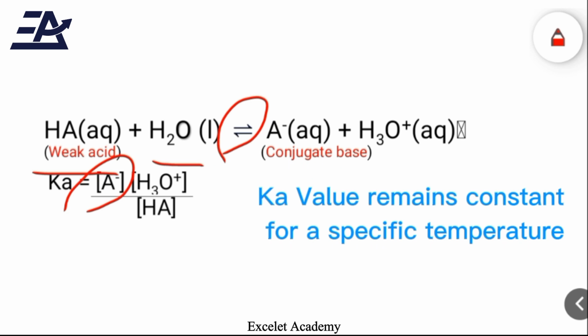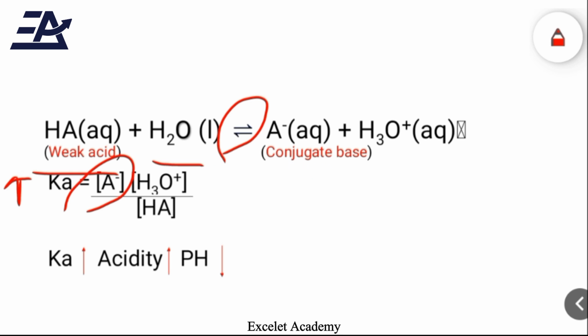And when the Ka value increases, based on the formula, we can see that the concentration of the conjugate base and the hydronium ion will also increase. And the concentration of the acid, which is the HA here, will decrease. So we can say that the value of Ka is directly proportional to the concentration of the hydronium ion, and that will increase the acidity of the molecule and decrease its pH because we are going to use the hydronium ion concentration when calculating the pH, right?